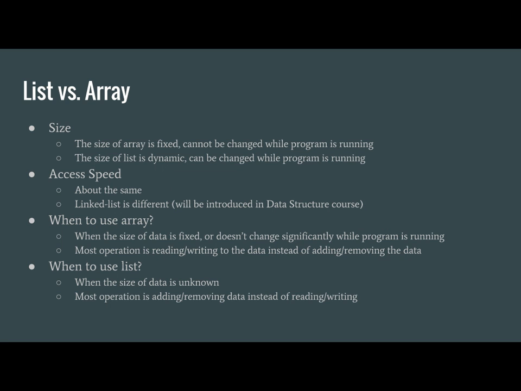So what's the difference between a list and an array? Let's make a comparison. The size of a list can be changed while the program is running. You don't need to specify the size of a list before you run or compile the program. It can just change dynamically. For an array, the size is allocated before the program is compiled, and it cannot be resized, but it can be reassigned. Speed, they're about the same. You guys probably don't care about it.